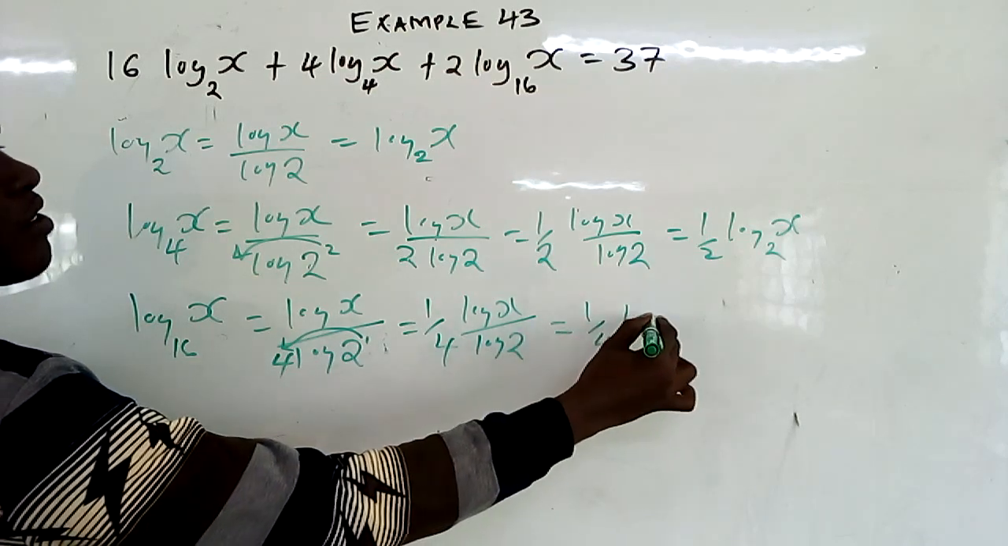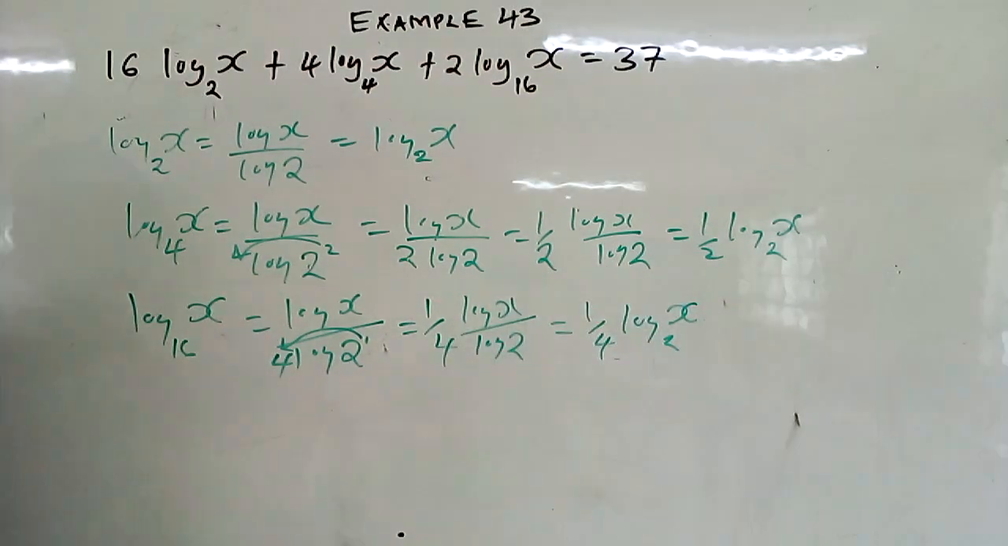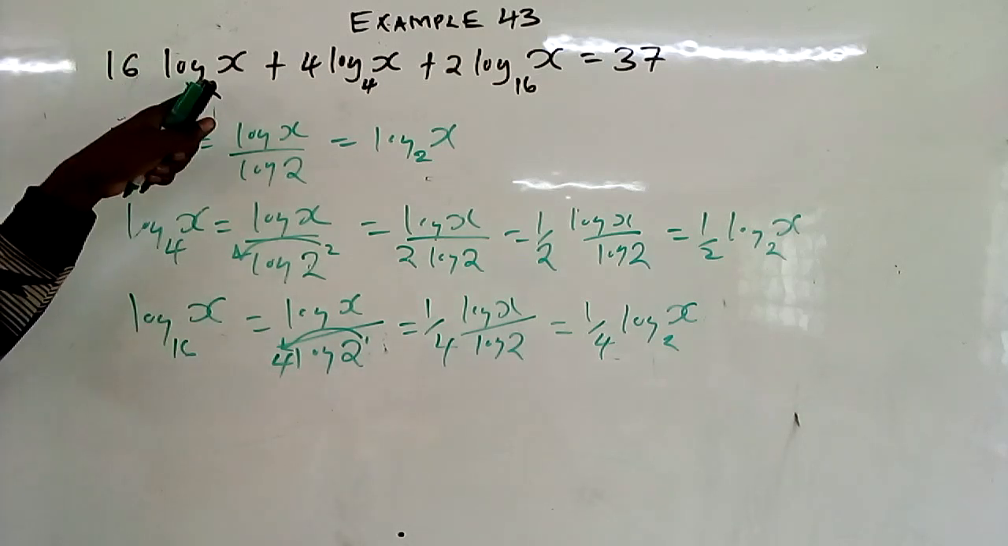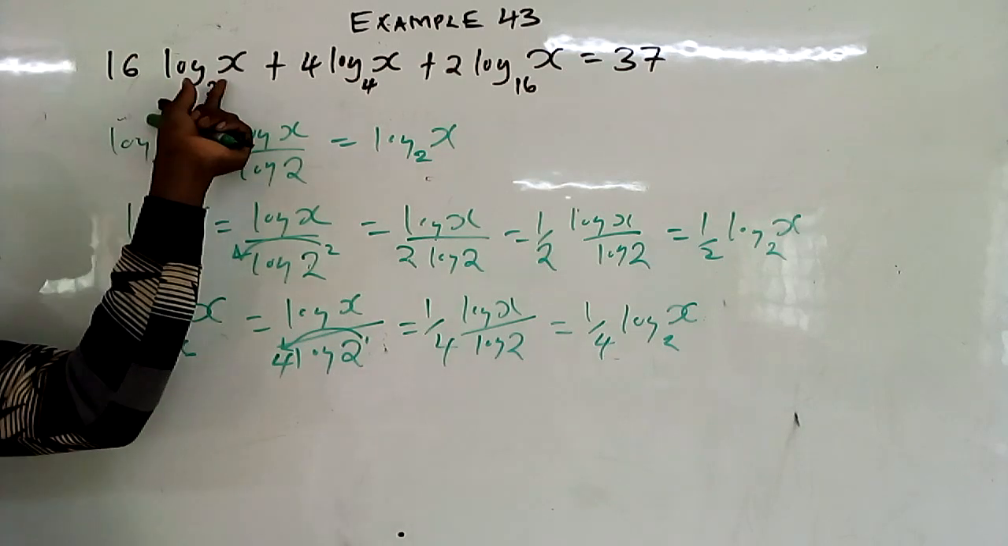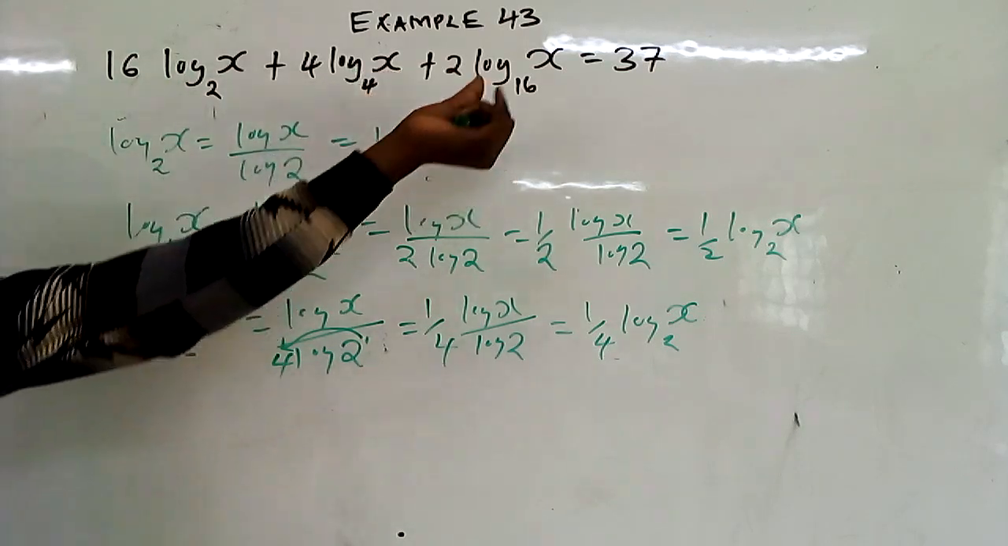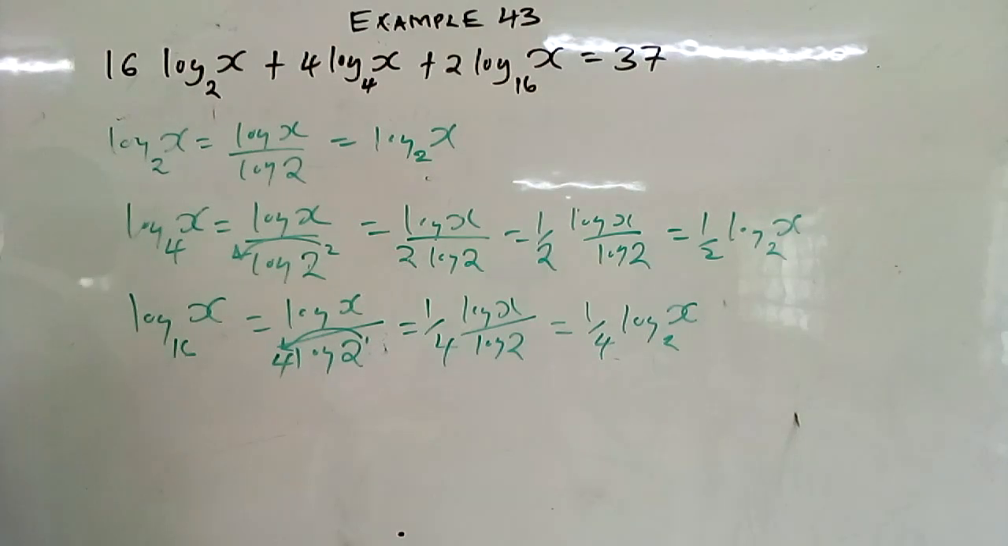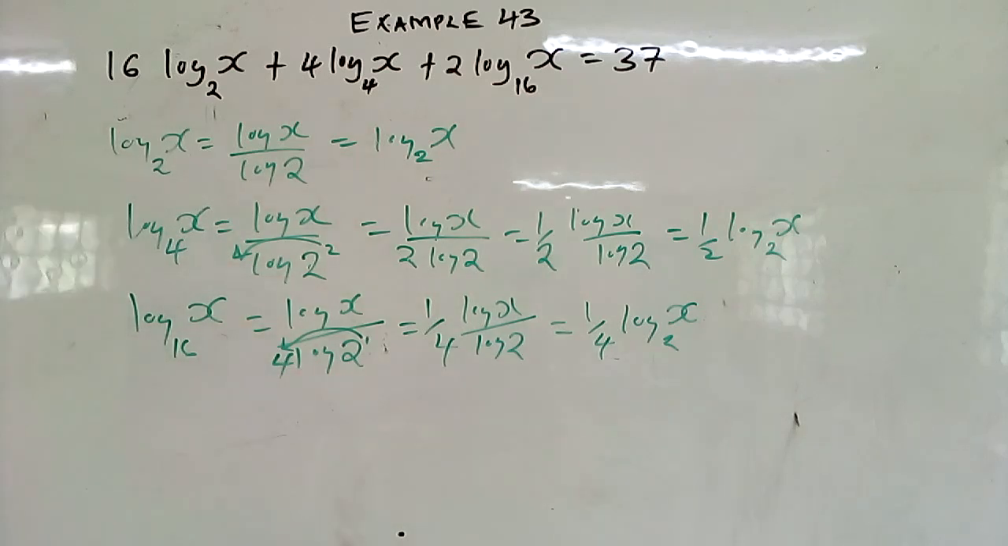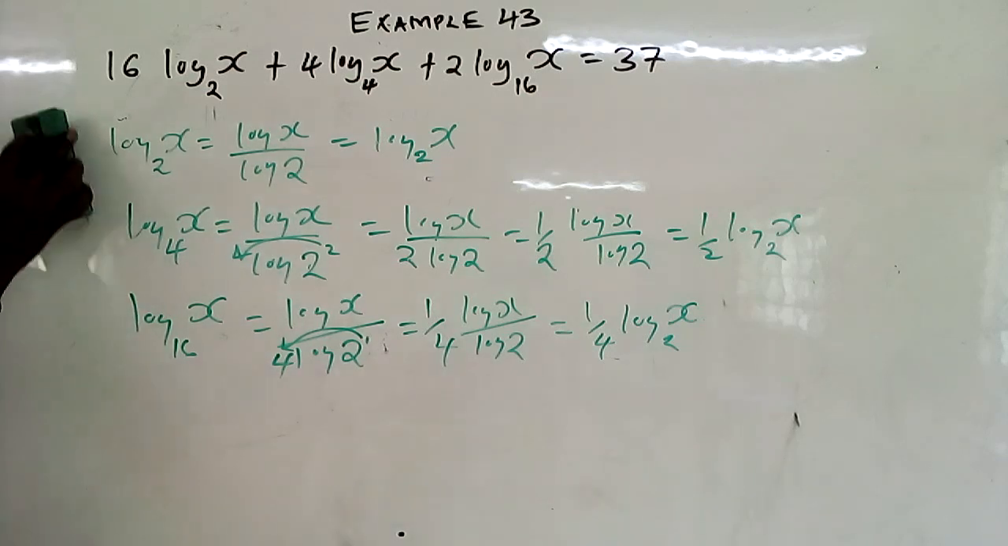So it means we have 1 over 4 log x to base 2. Are you seeing that? So we now have the same base, base 2. We've transformed this to base 2, it's already in base 2, we've transformed this to base 2. Meaning you must have the same base to solve a logarithmic equation. So what do we have?